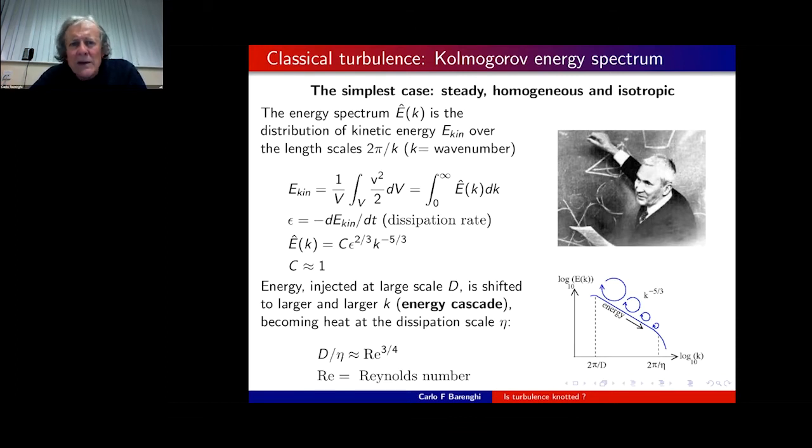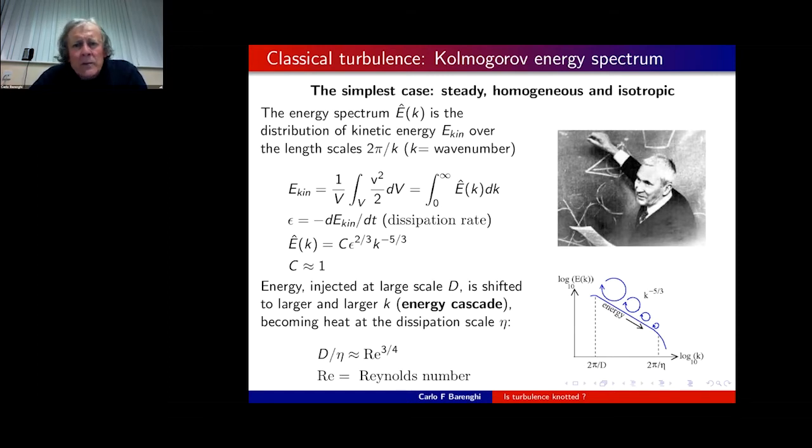K is the wave number. So the total kinetic energy, which is the integral of the velocity squared divided by 2, integrated in volume and multiplied by the mass, which we take as constant, can be represented as a distribution over wave numbers.